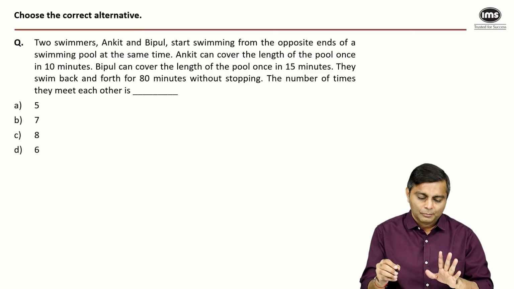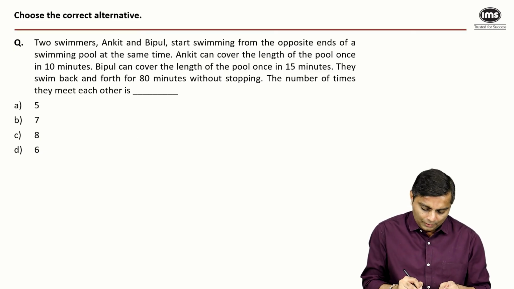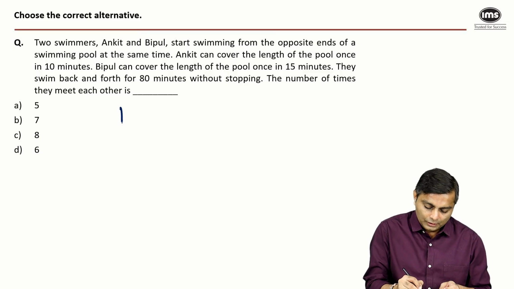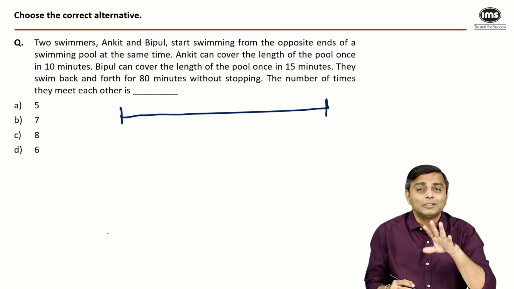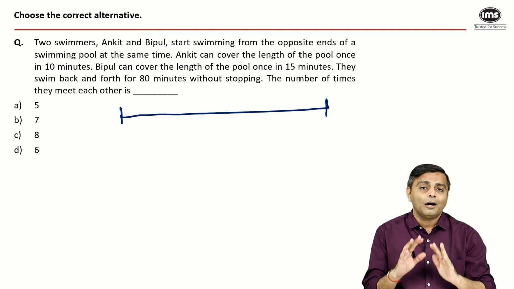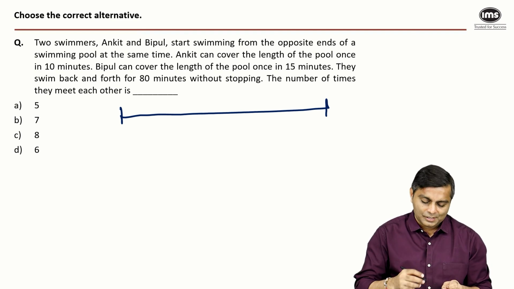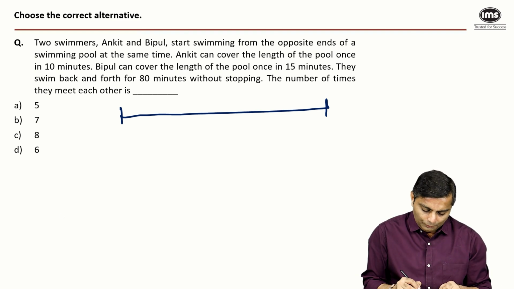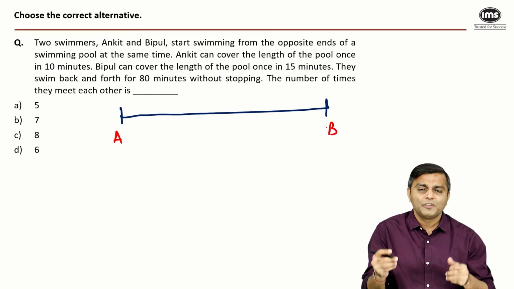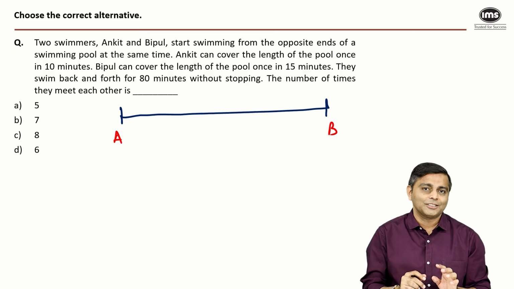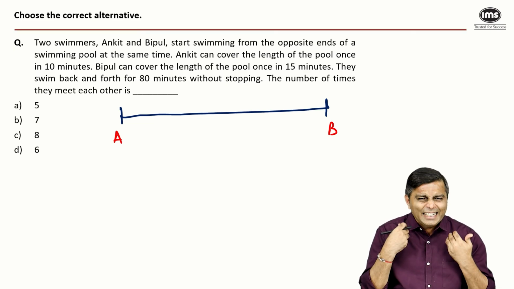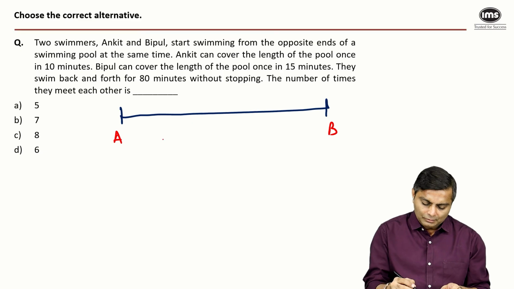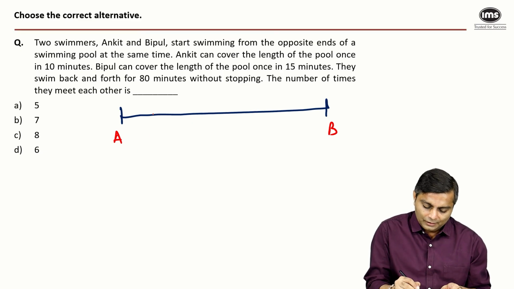Swimming pool is basically nothing but a straight line, correct? So, let me use a different color. Let's say the swimming pool is like this. I'm just first explaining the concept of people meeting in a swimming pool, and then we apply that to our question. Okay. Now, let's say A and B. A is here, B is here. Obviously, both of them are going to swim towards each other.